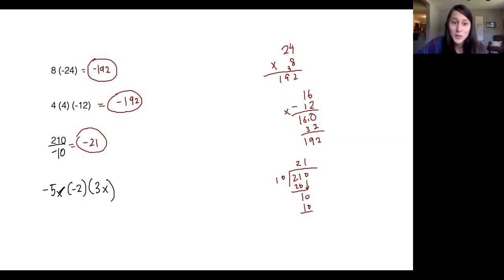And then here, I've got some x's. Now don't be confused. This isn't a multiplication sign. Those are my variables. That's why I don't put the multiplication symbol in anymore, because I don't want to mix it up with a letter. So negative 5 times negative 2 is positive 10. Positive 10 times 3 is 30. And then I bring my x over, and that is 30x.